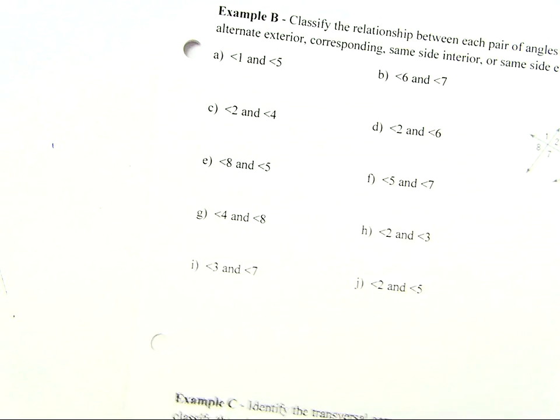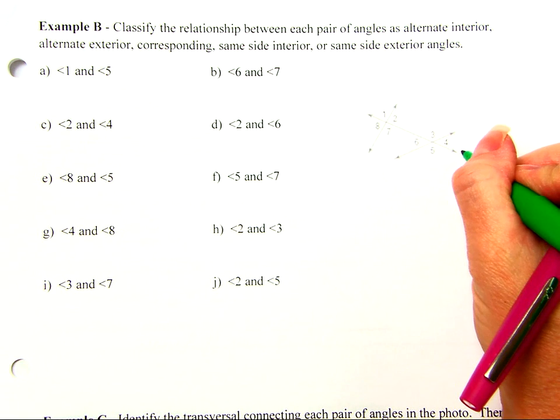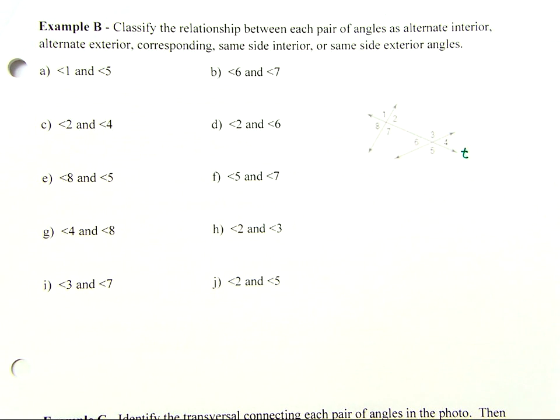If you flip your paper over to example B, I've given you a diagram. We have two lines that are being cut by our transversal. So here's our transversal, which I'll call T. And I'm going to ask you to classify the relationship between each angle pair from our choices on page 2. And you can go ahead and abbreviate those.